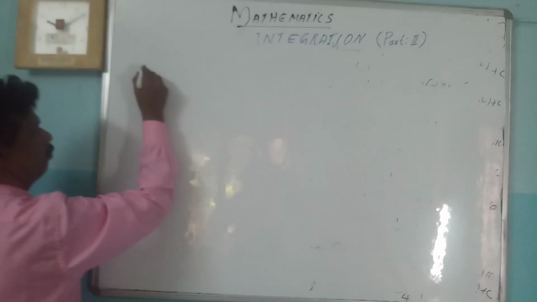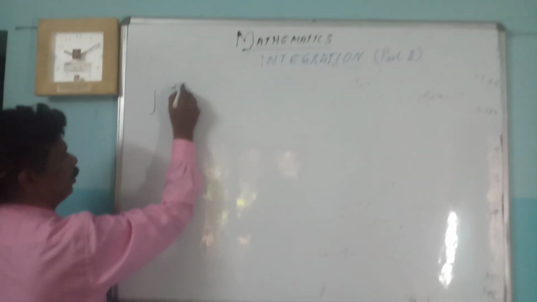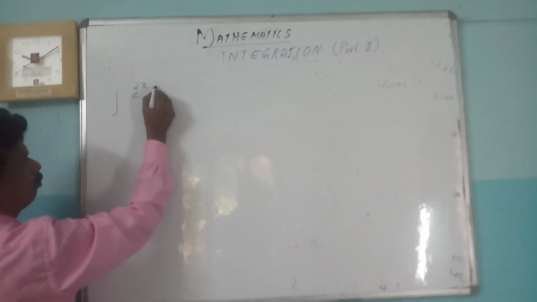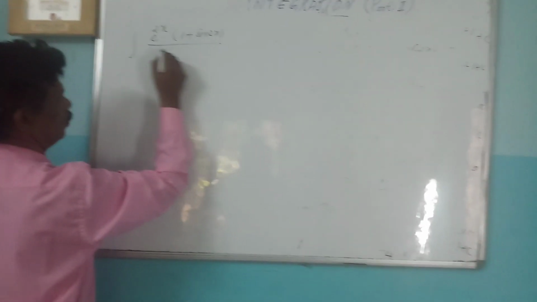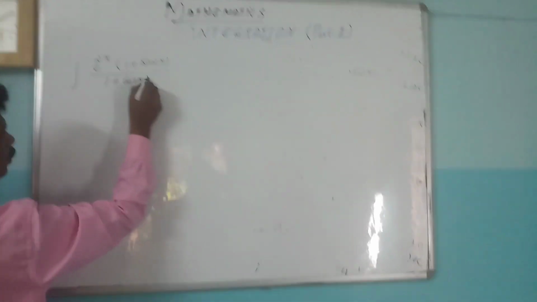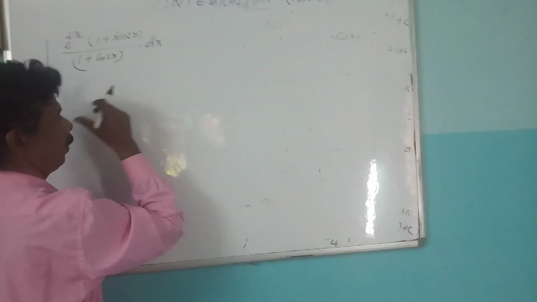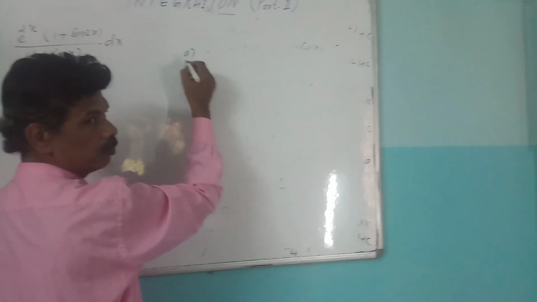Okay, next question. Integral e raised to 2x into 1 plus sin 2x by 1 plus cos 2x dx. Choices. First: half.